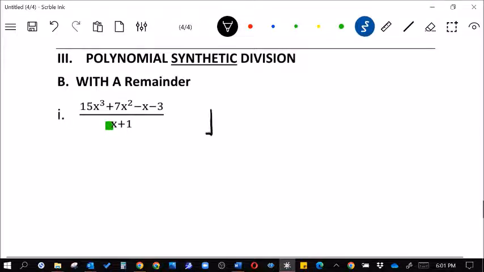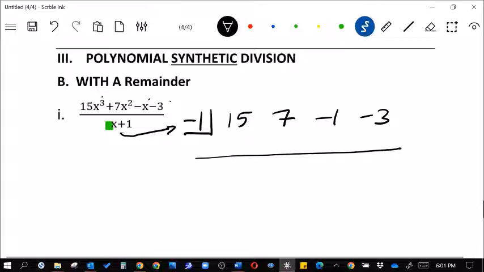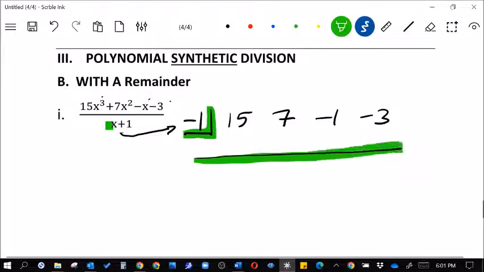Okay, now I'm going to start it. So you've come back already. We're going to use the opposite sign, -1, and then the coefficients, 15, 7, -1, and -3. There's no 0 needed this time because we went from 3 to 2 to 1 to 0. And I set it up with this. But remember, the setup requires that you do that half box and then that you do a line under, giving enough space that you can put numbers underneath the coefficients.